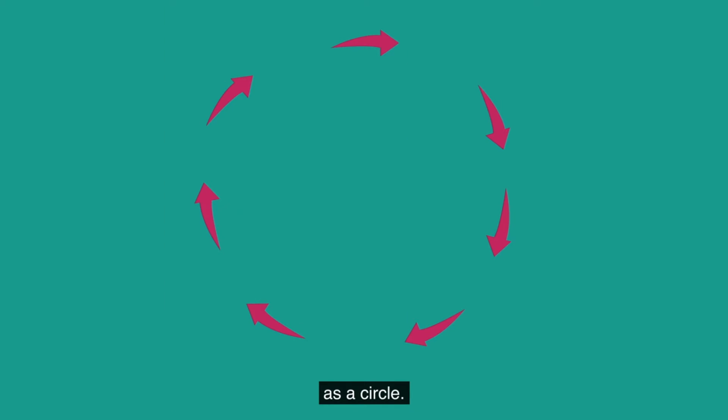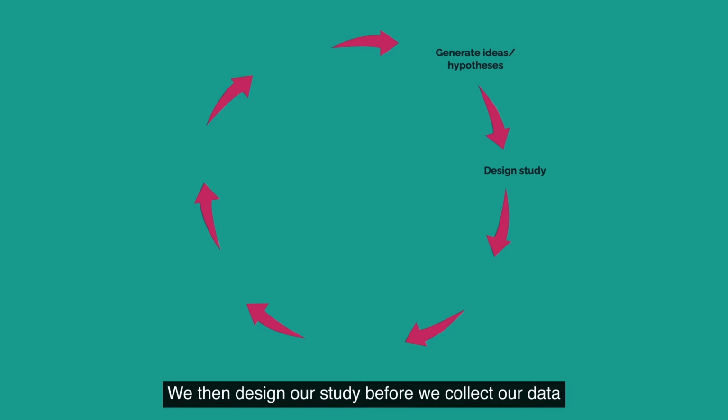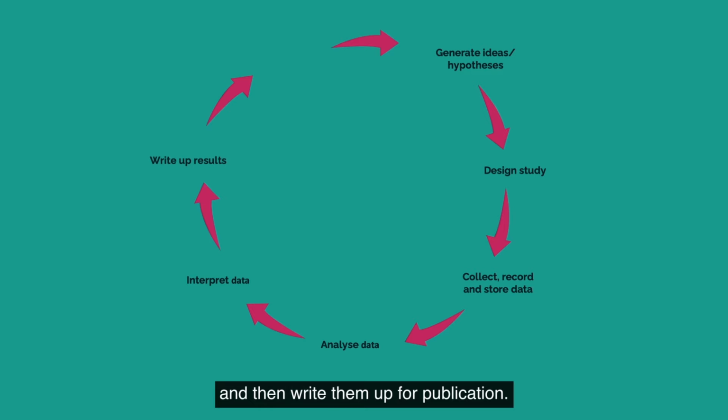It can be helpful to think about the research process as a circle. We start with an idea, we generate a research question, and depending on study type, some hypotheses. We then design our study before we collect our data and then analyze it. We interpret findings and then write them up for publication. We then go back to the drawing board and start again with a research question with ideas and hypotheses.